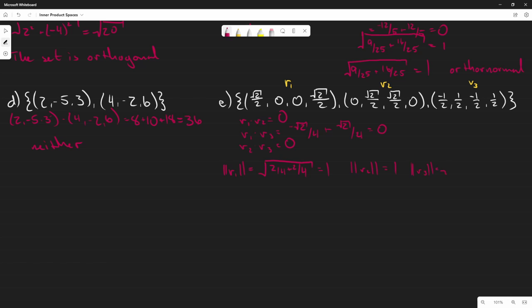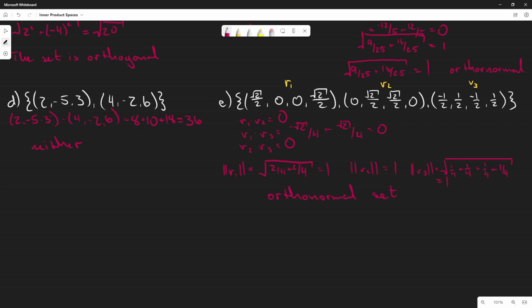V3 will be the square root of 1/4 plus 1/4 plus 1/4 plus another 1/4, all under a square root, and that would just give us 1. So these are all orthogonal, and they all have a unit vector of 1, so that means this is an orthonormal set.